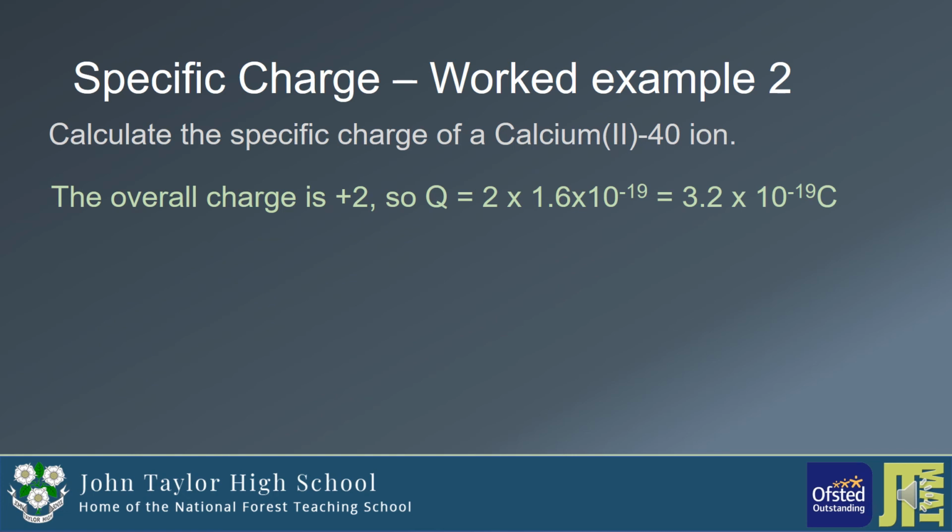Essentially what we've got here is the 20 protons in the nucleus, and we've got 18 electrons in the energy levels surrounding the nucleus. So we've got an ion, we've lost 2 electrons to give us that 2+. So the overall charge is simply 2 times 1.6 times 10 to the minus 19, which is 3.2 times 10 to the power of minus 19. So a considerably lower charge on the ion than we had on the nucleus in the previous question.